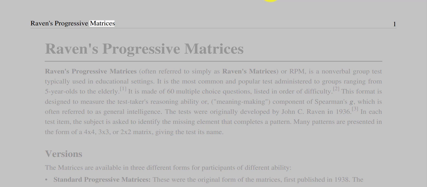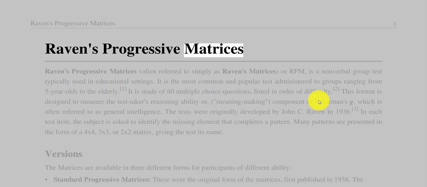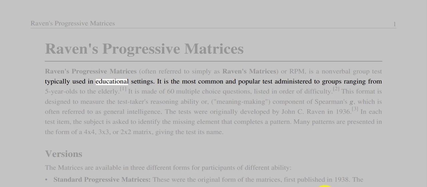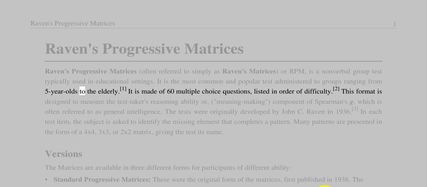Raven's Progressive Matrices. Raven's Progressive Matrices, often referred to simply as Raven's Matrices, or RPM, is a nonverbal group test typically used in educational settings. It is the most common and popular test administered to groups ranging from 5-year-olds to the elderly.